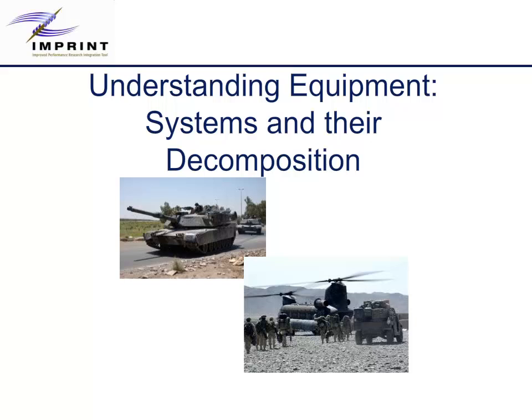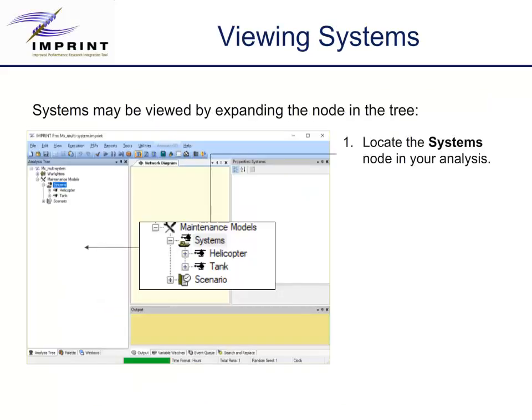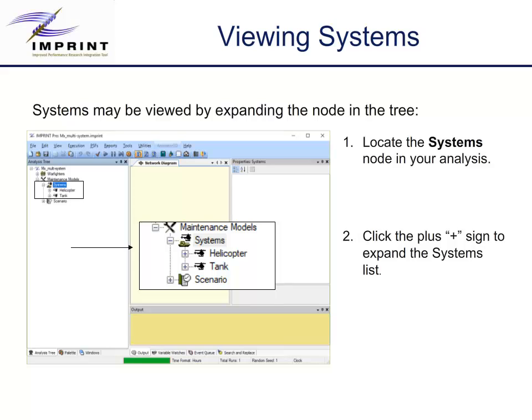Next, I will go over how systems are represented in the IMPRINT. Systems are the equipment used by the warfighters in the scenario. They require maintenance to be performed on them to remain operational. Examples would be a tank, a helicopter, or a truck. To see what systems have been defined, just expand the Systems node under the Maintenance modules. Let's go to IMPRINT and try it.